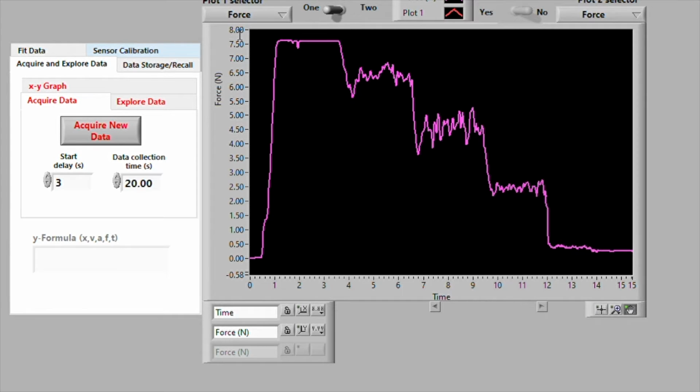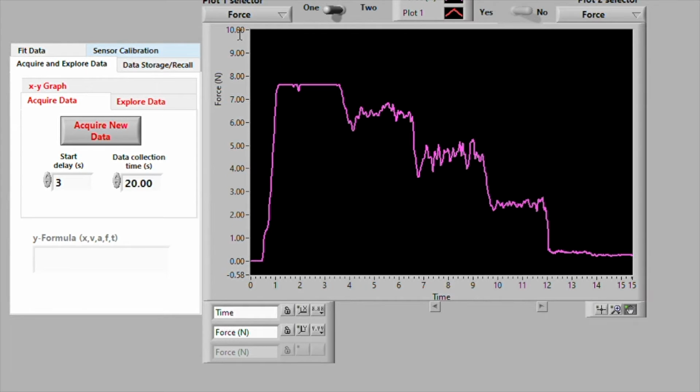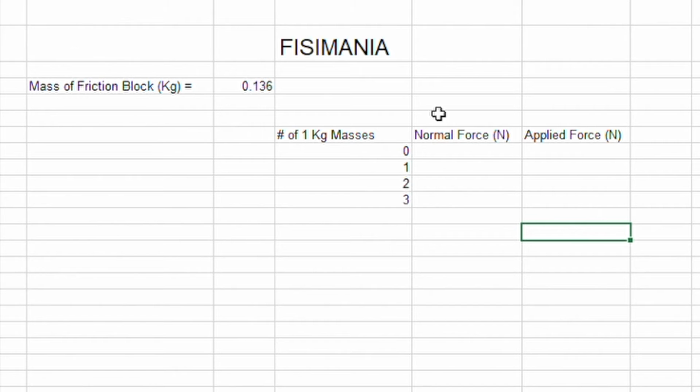And we see that as we have more mass and therefore more normal force, the applied force that we have to apply to the cart has to be greater. Therefore, the kinetic friction force is going to be directly proportional to the normal force. Now, we're going to find the exact relationship between the normal force and the friction force.